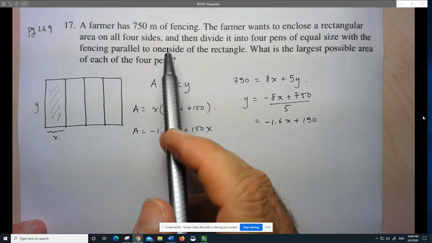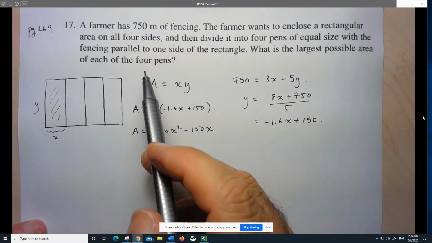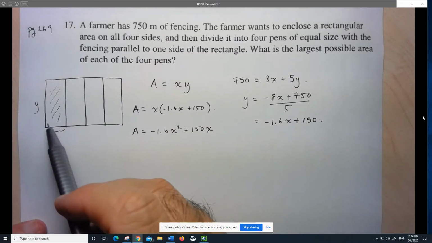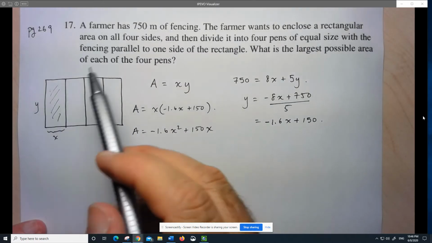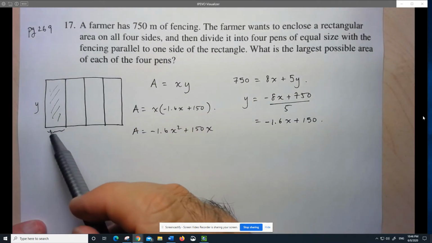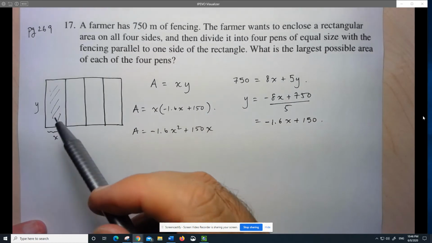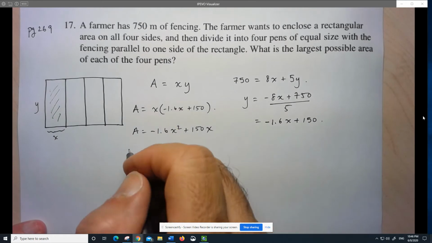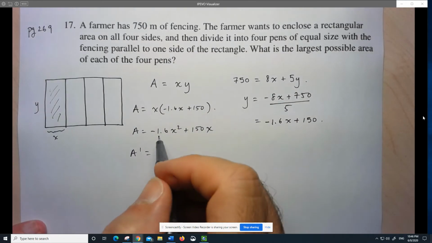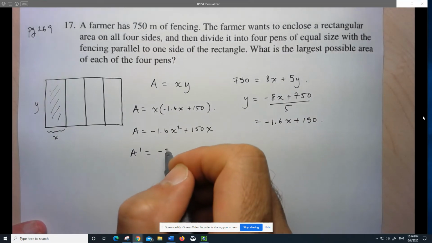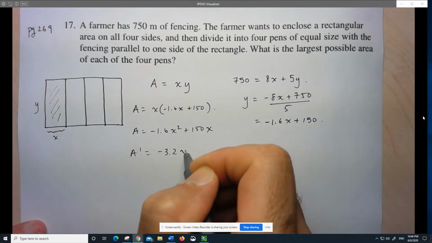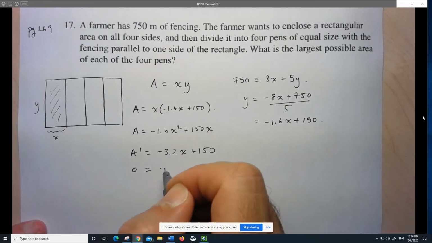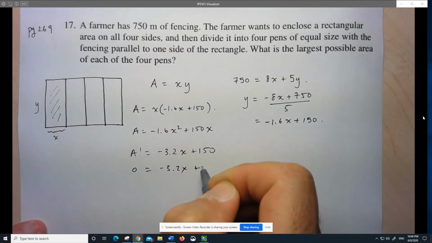Now, one thing to notice here is that they don't give us any constraints on the individual lengths. So I'm just working with any possible values of x or y, which of course just need to be positive. Let's take the derivative here. A prime is negative 1.6 times 2, so negative 3.2x plus 150. And of course, we want to set that equal to 0.